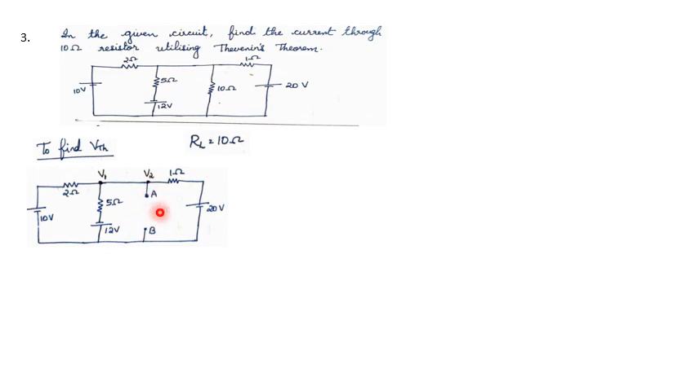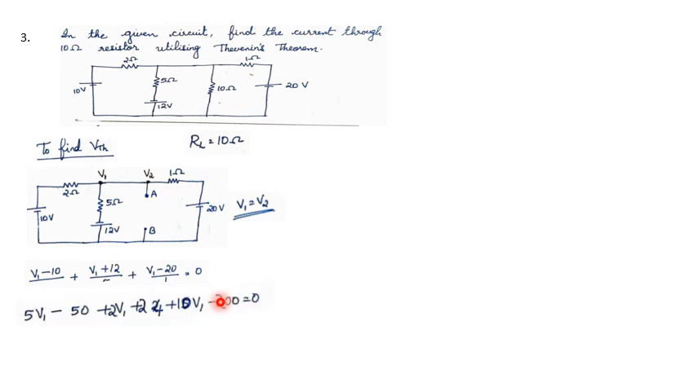Our two terminals are A and B. Now find VTH. From this diagram, we can write V1. We have considered the node voltages and from this diagram it is clear that V1 is equal to V2. Now write the node equation for the first node. So it will be (V1 minus 10) divided by 2 plus (V1 minus 12) divided by 5 plus (V1 minus 20) divided by 1 is equal to 0.